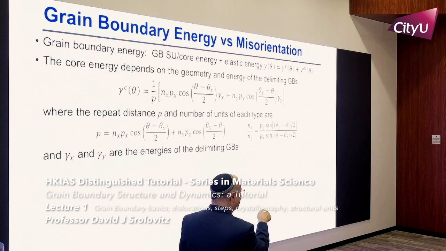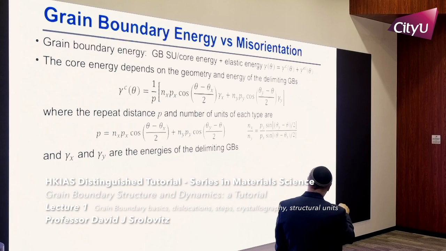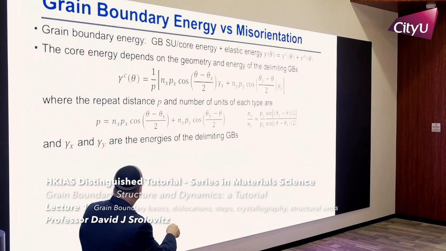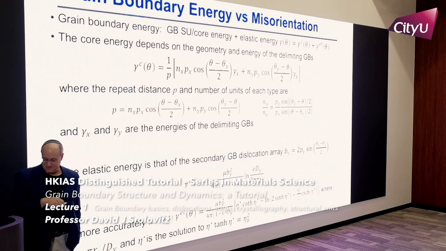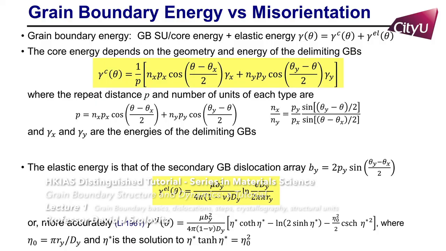So P is the spacing, the periodicity of the whole structure. Looks like that. And the ratio of the number of units of each is the same as I showed you before. Okay? So these things I have to get from the energy of the delimiting boundaries by whatever method I can think of. Okay, so that's the core energy.